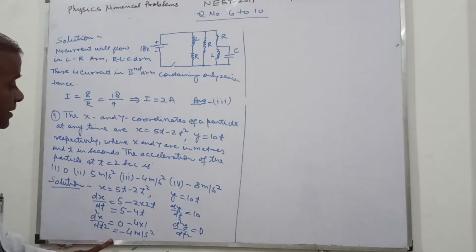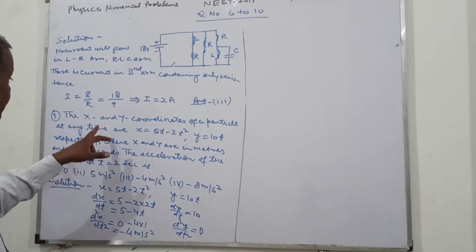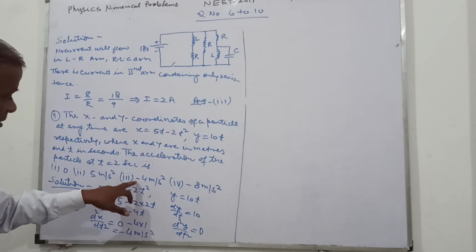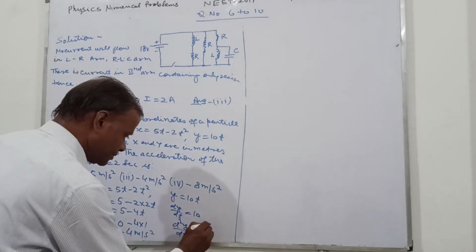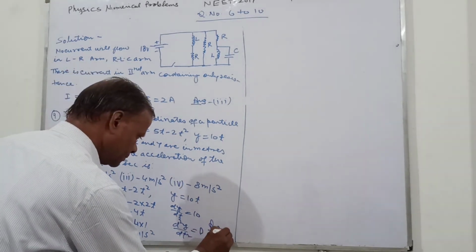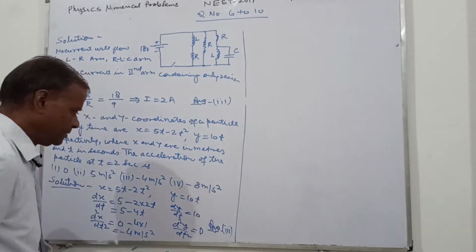So now our option is what? Minus 4. This is the third one. So our answer is third. This is the correct answer.